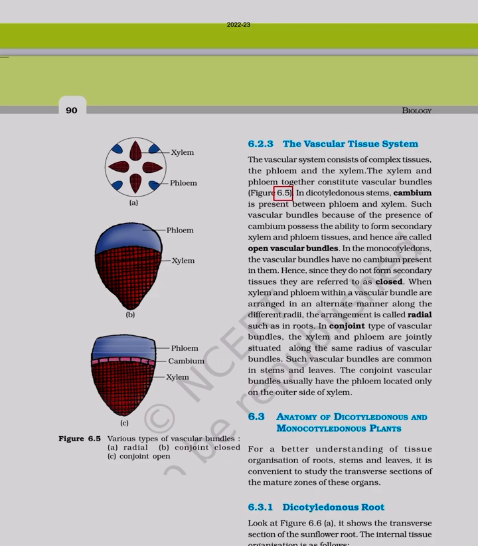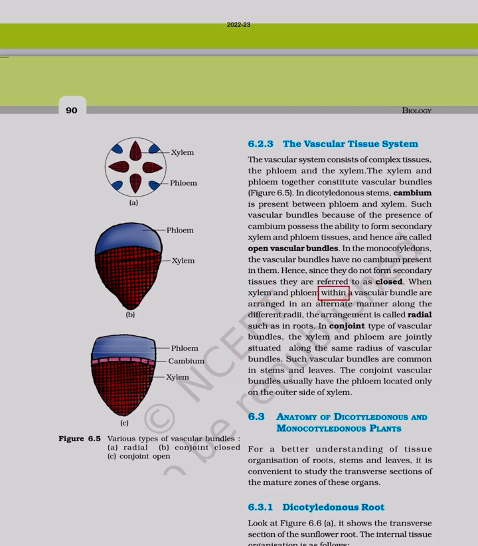Figure 6.5. In dicotyledonous stems, cambium is present between phloem and xylem. Such vascular bundles, because of the presence of cambium, possess the ability to form secondary xylem and phloem tissues, and hence are called open vascular bundles. In the monocotyledons, the vascular bundles have no cambium present in them. Hence, since they do not form secondary tissues, they are referred to as closed.